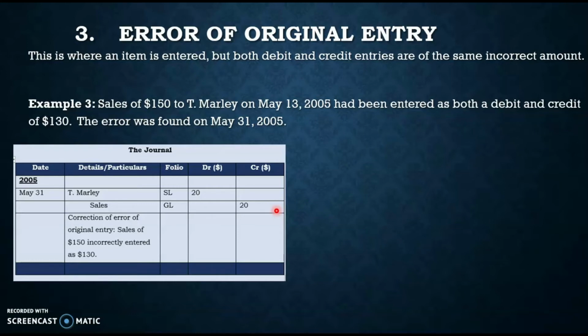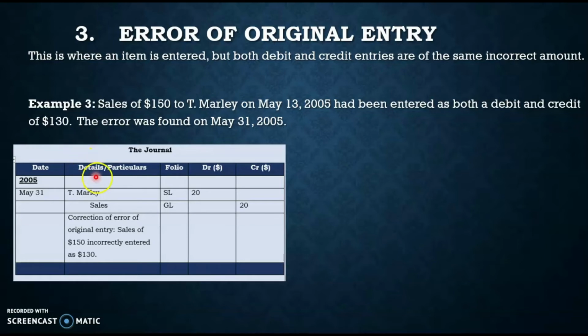It's short by 20, so all we have to do is place the 20 on the correct side to increase both sides to the 150. So the narrative is correction of errors of original entry, sales of $150 incorrectly entered as $130. Again, we can't just go in and cross out or draw a line through the 130 and write 150.